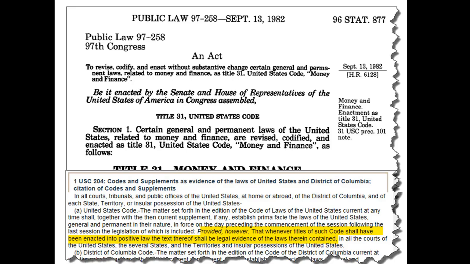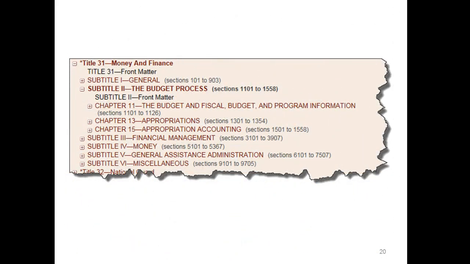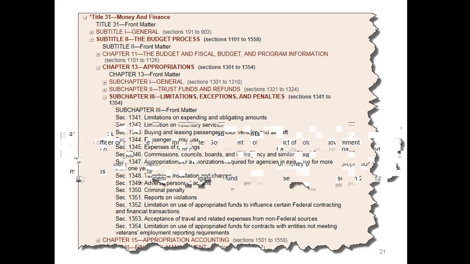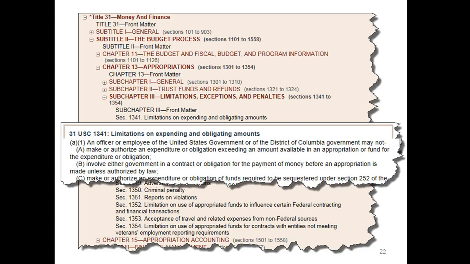Let's go over the relevant sections of the Anti-Deficiency Act in Title 31 as they exist today. Title 31, entitled Money and Finance in the United States Code, is made up of 6 subtitles. The Anti-Deficiency Act is found in Subtitle 2, the Budget Process, in Chapters 13, Appropriations, and 15, Appropriation Accounting. In Chapter 13, the relevant Anti-Deficiency Act passages can be found in Subchapter 3, Limitations, Exceptions, and Penalties. Section 1341 is the limitation on expending and obligating amounts. These two limitations on making or authorizing an expenditure or obligation exceeding an amount available in an appropriation and involving the government in a contract for the payment of money before an appropriation is made are the two core prohibitions we first encountered in 1870.